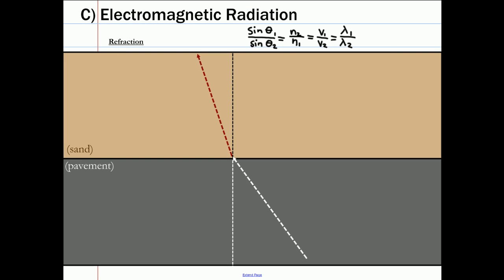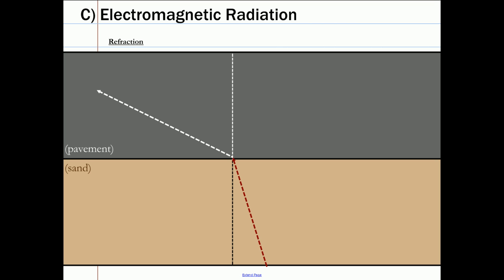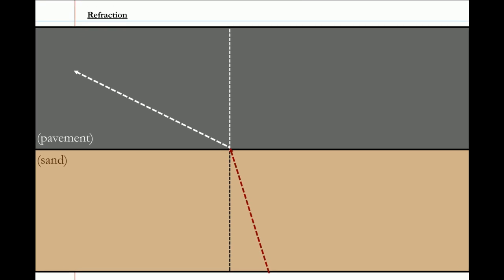When light goes from a slower to a faster medium, it bends away from the normal. The result is the same if you drive your car from a slower to a faster medium.